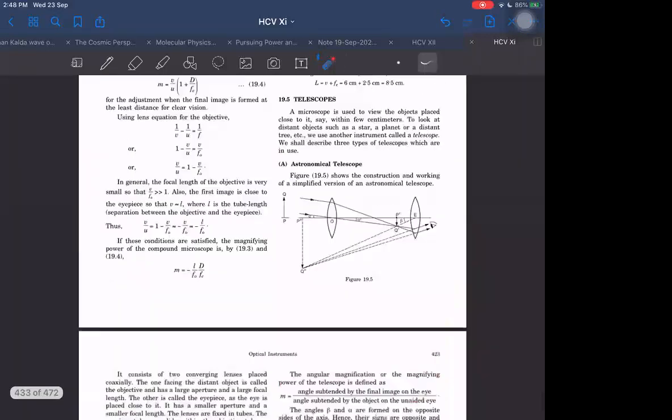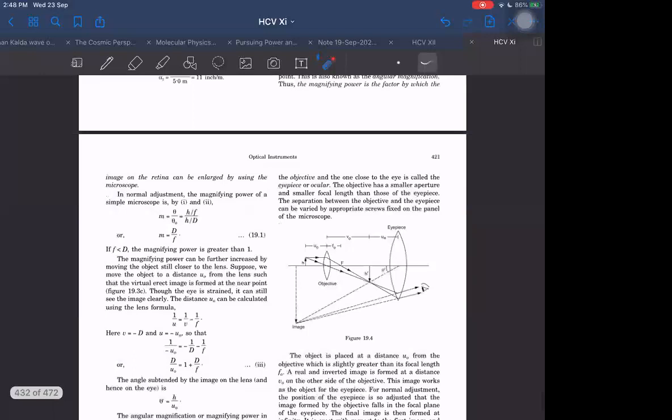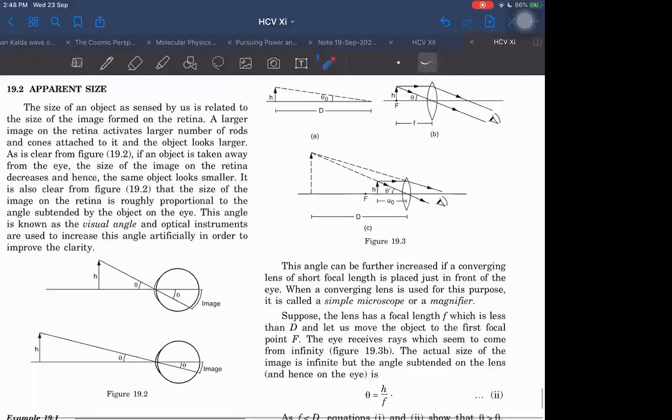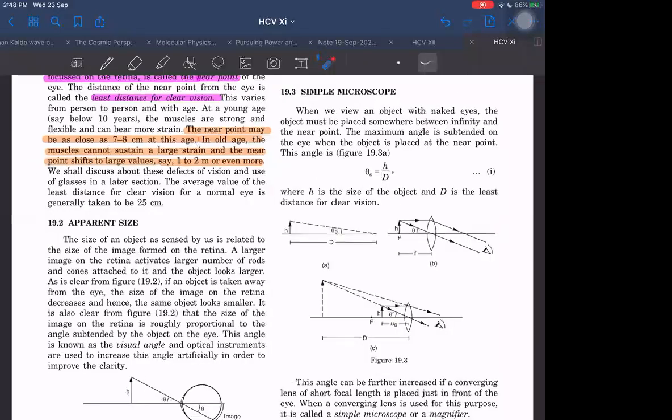Optical instruments. Microscope and telescope. Telescopes are of 2-3 types. Microscope is mainly of 2 types. A simple microscope is nothing but a single lens. A lens only is called a microscope. Single lens, single convex lens. If I use 2 convex lenses in this way, then this is called a compound microscope.